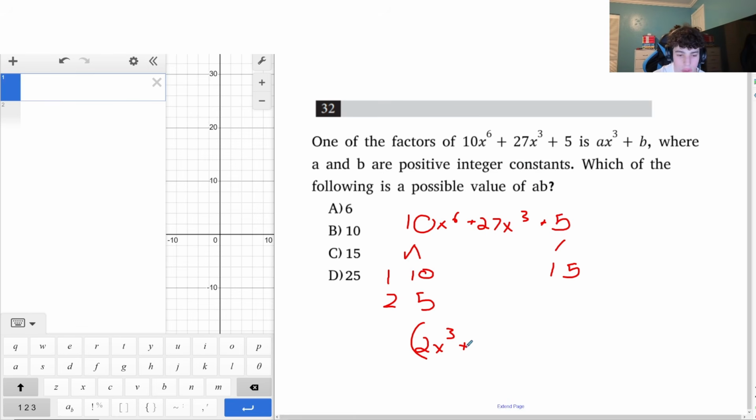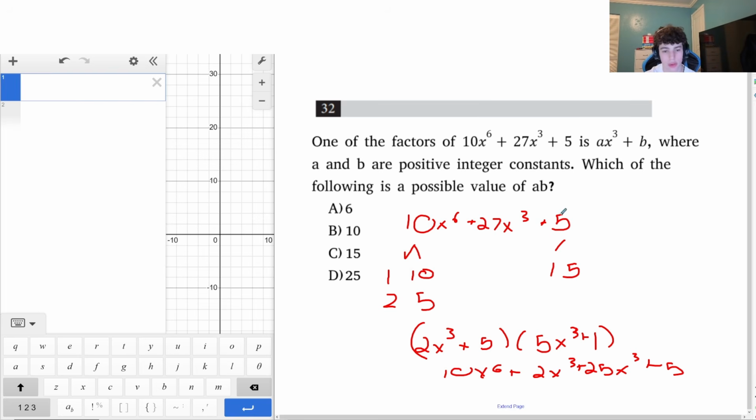And so then if I have 2x cubed, let's try 5 and 1, and then I have 5x cubed plus 1. Then that's going to give me 10x to the 6 plus 2x cubed plus 25x cubed plus 5, and you're going to see that that does work.